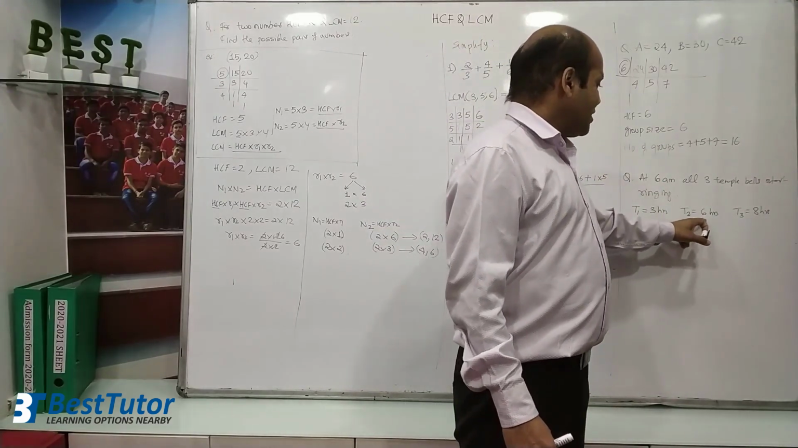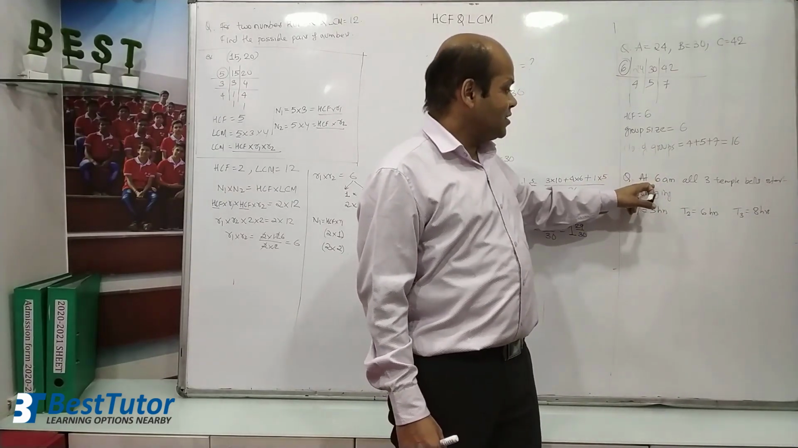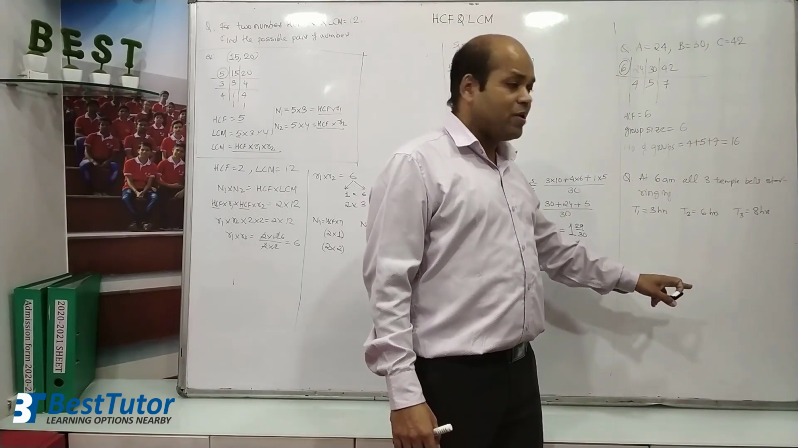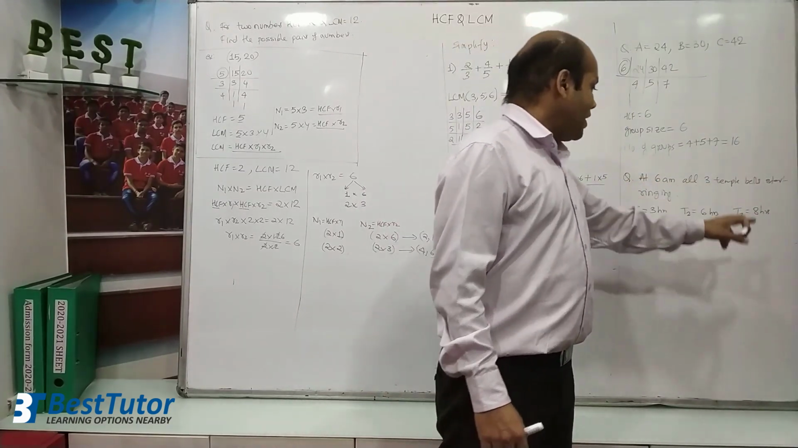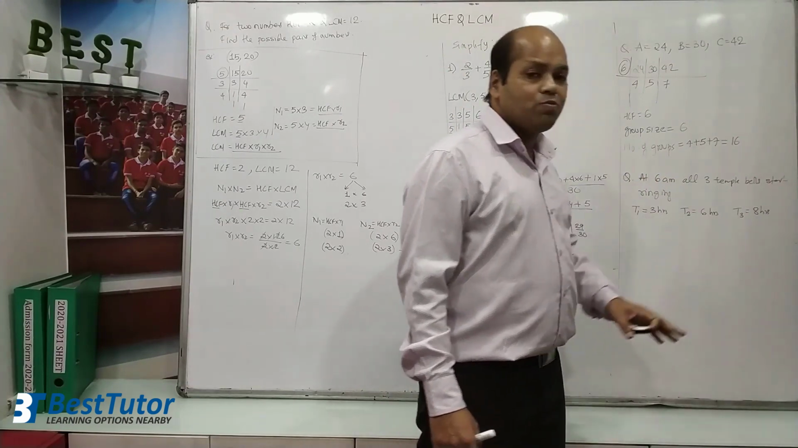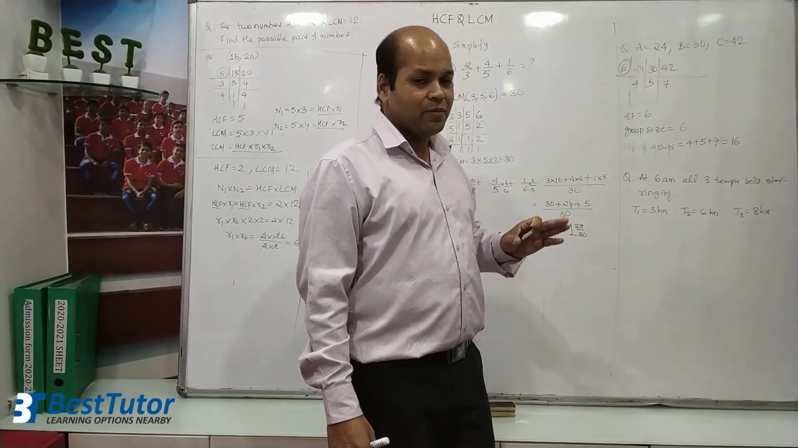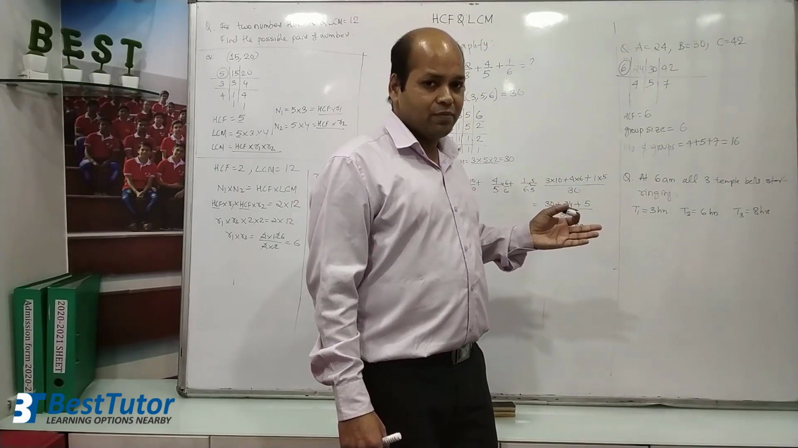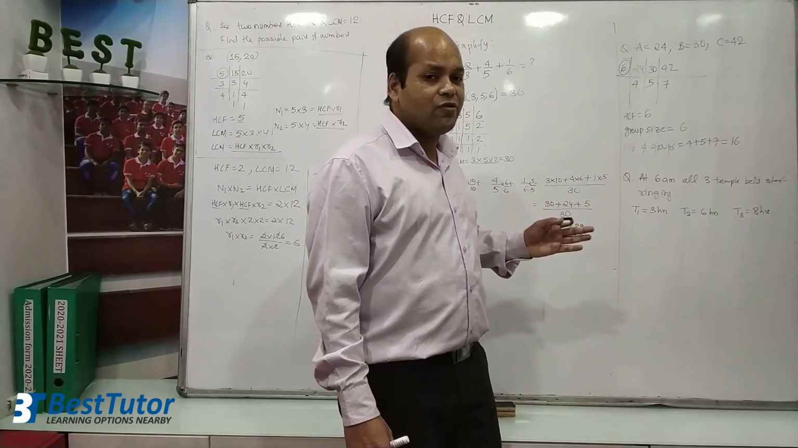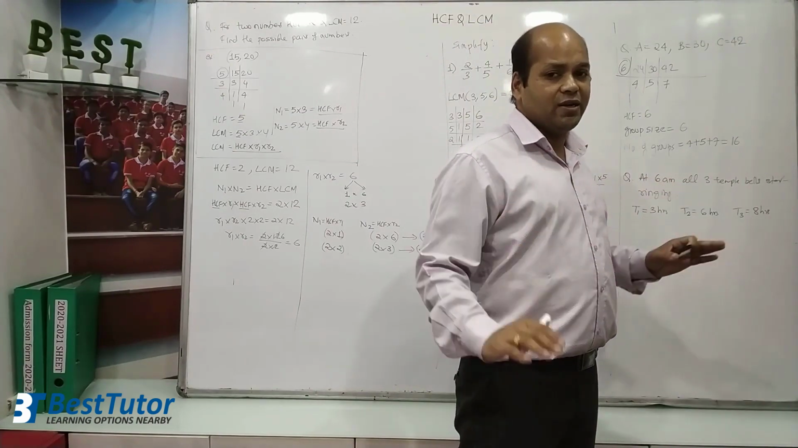Temple 2 rings every 6 hours. So it is ringing at 6 a.m., then it will ring at 12 p.m. Temple 3 is after every 8 hours. So that means it rings at 2 p.m. Right? 6 plus 8 is 14. So 12 plus 2, 2 p.m. What the question is asking is, when will all 3 ring together again?